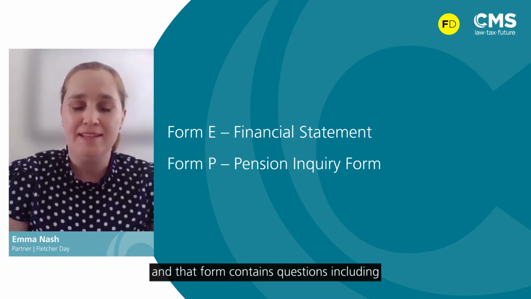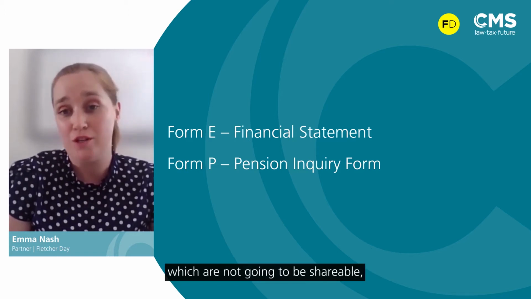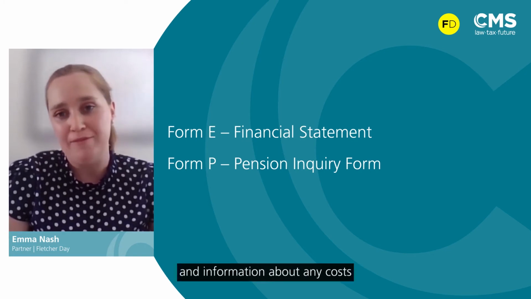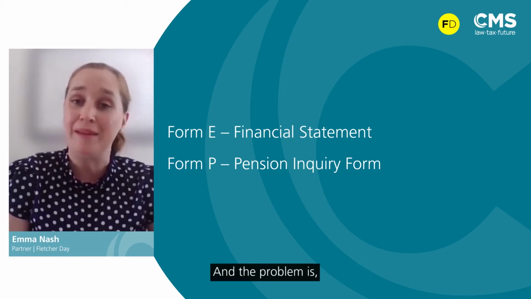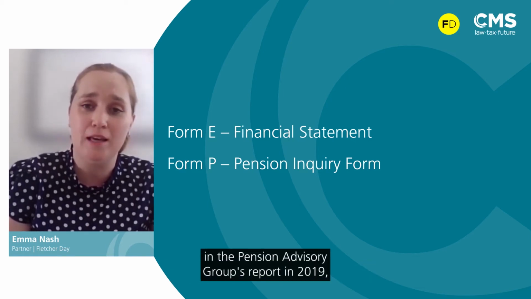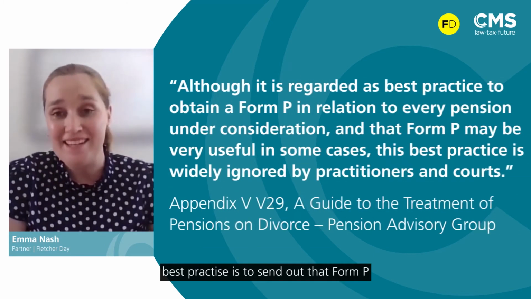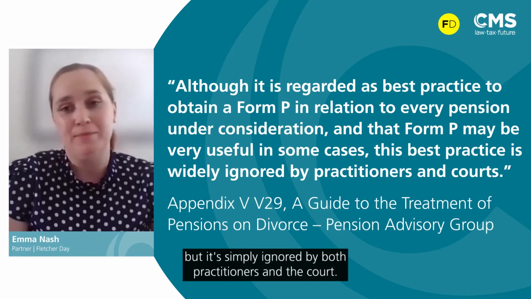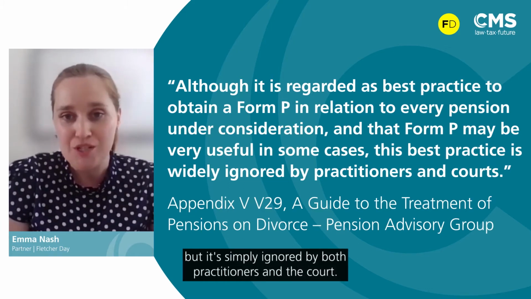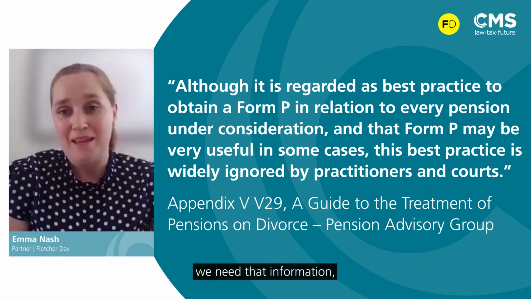And that form contains questions including whether there are any rights which are not going to be shareable, and information about any costs of implementing a pension sharing order. And the problem is, and this is identified in the Pension Advisory Group's report in 2019, best practice is to send out that Form P to the pension provider as soon as possible, but it's simply ignored by both practitioners and the court. So what we really need is that information.